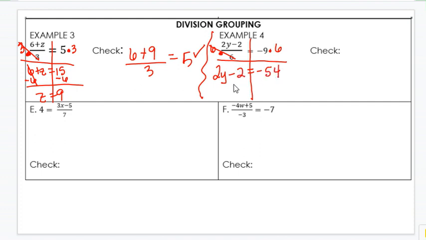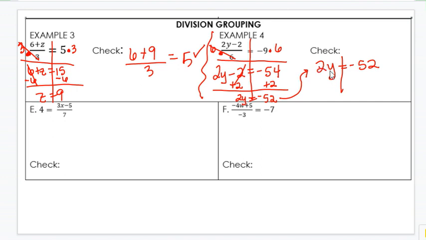Next, we're going to get rid of our constant. So we're going to add 2 because that's the inverse. And we're left with 2y equals, and negative 54 plus 2 is negative 52. I'm going to just write this problem up here, 2y equals negative 52, just so I can continue working it.